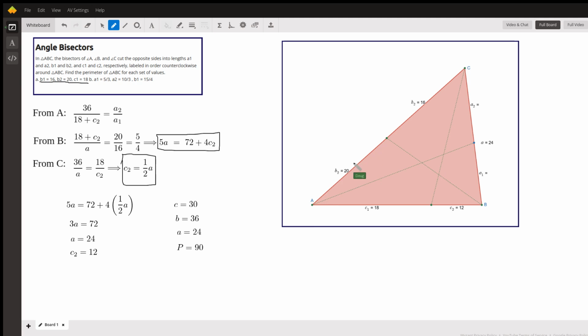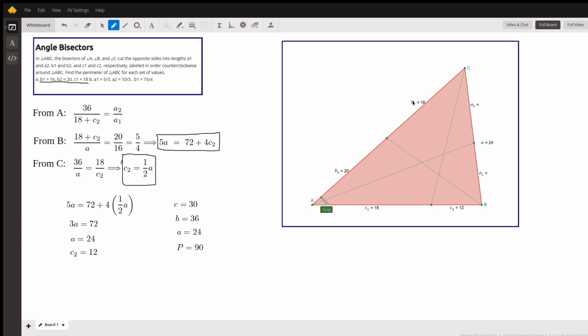Well, we've got a triangle with vertices A, B, C, and each angle bisector divides the opposite side into segments A sub 1, A sub 2. Whoops, this is supposed to be B sub 1 here. B sub 1, B sub 2, C sub 1, C sub 2, counterclockwise. Okay, and we're using the triangle angle bisector theorem.